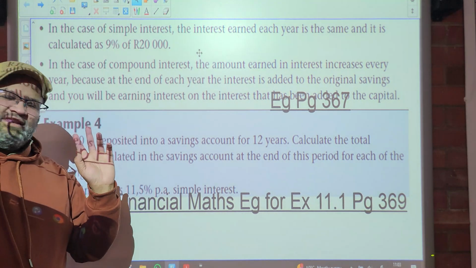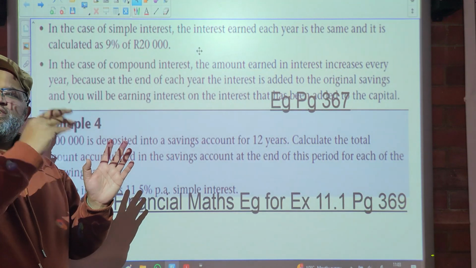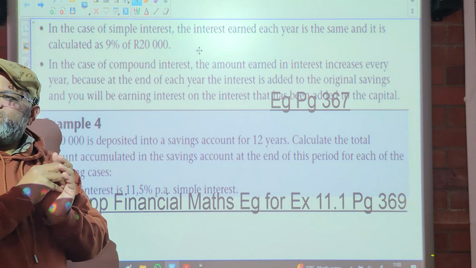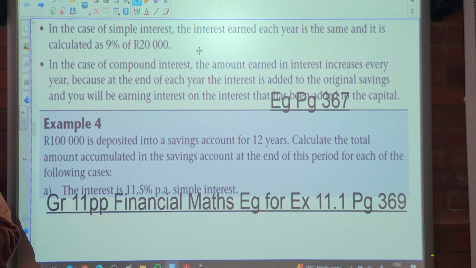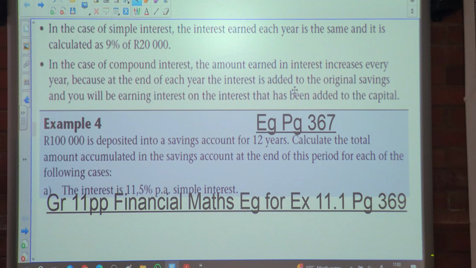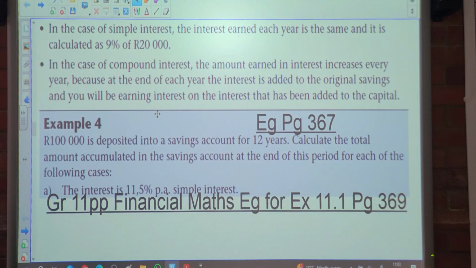So at the end of the first year, whatever the interest is of the first year gets added to the principal, and then together it becomes the principal of the second year. So it's exponential growth here. In the case of compound interest, the amount earned in interest increases every year because at the end of each year the interest is added to the original savings, and you will be earning interest on interest that has been added to the capital.